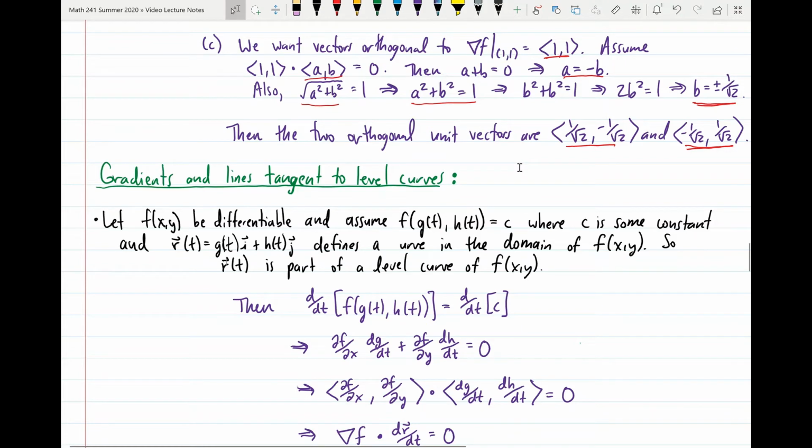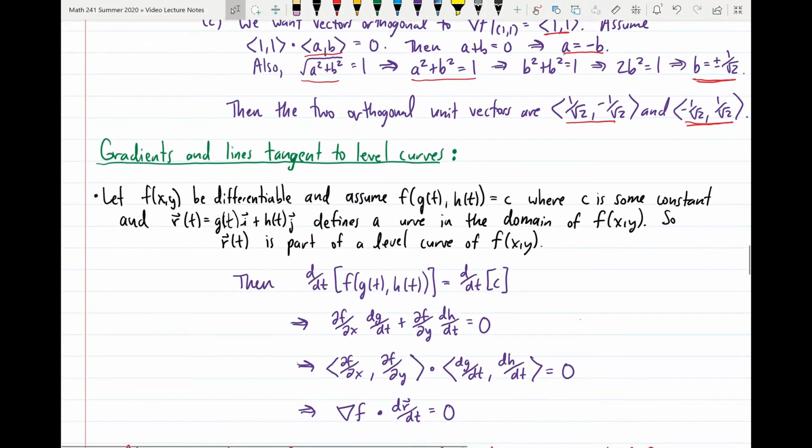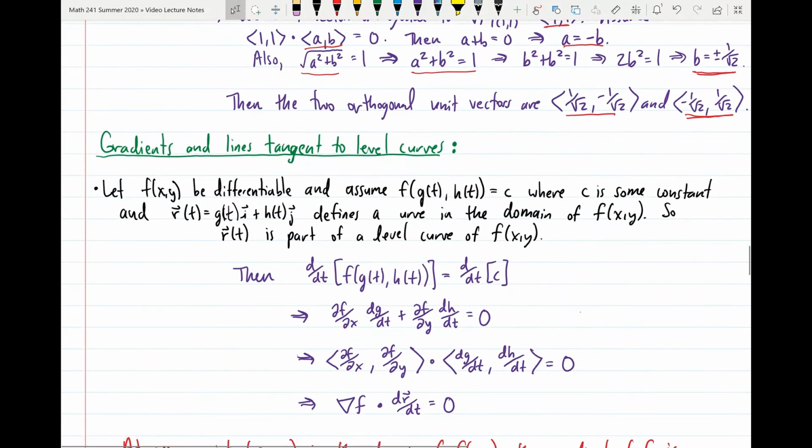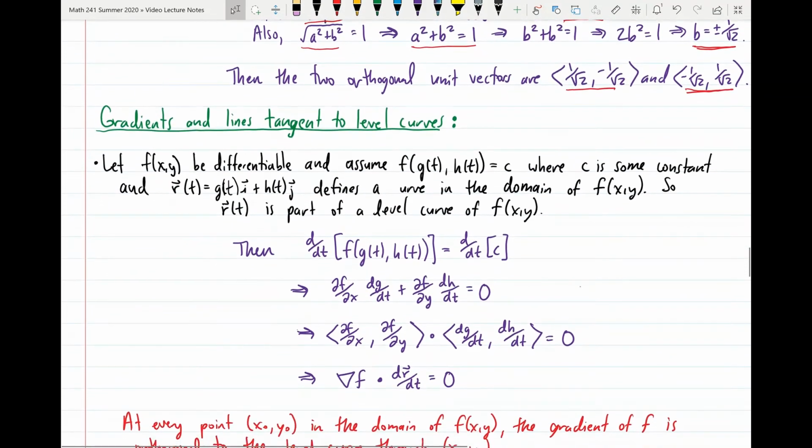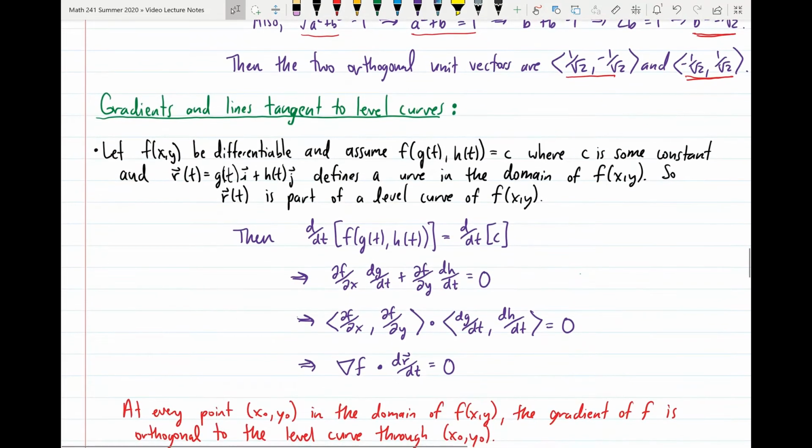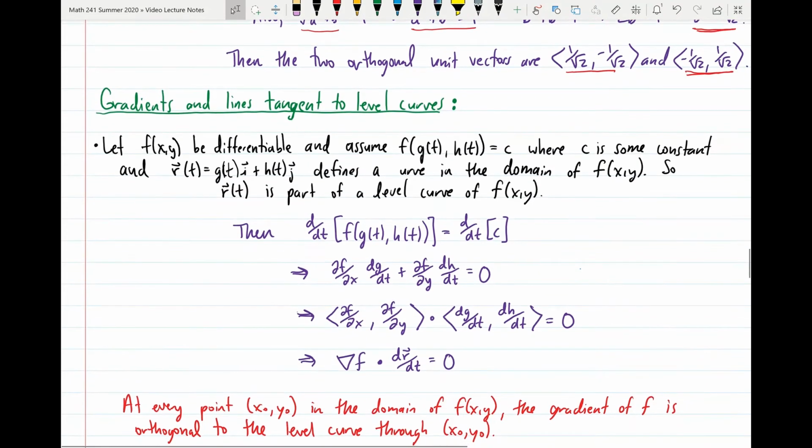All right, now I want to move on to a little bit of a different subject here. Ultimately, we're going to use the idea of a gradient vector from the previous section to develop a method by which we can find lines tangent to level curves for particular functions f of x, y.